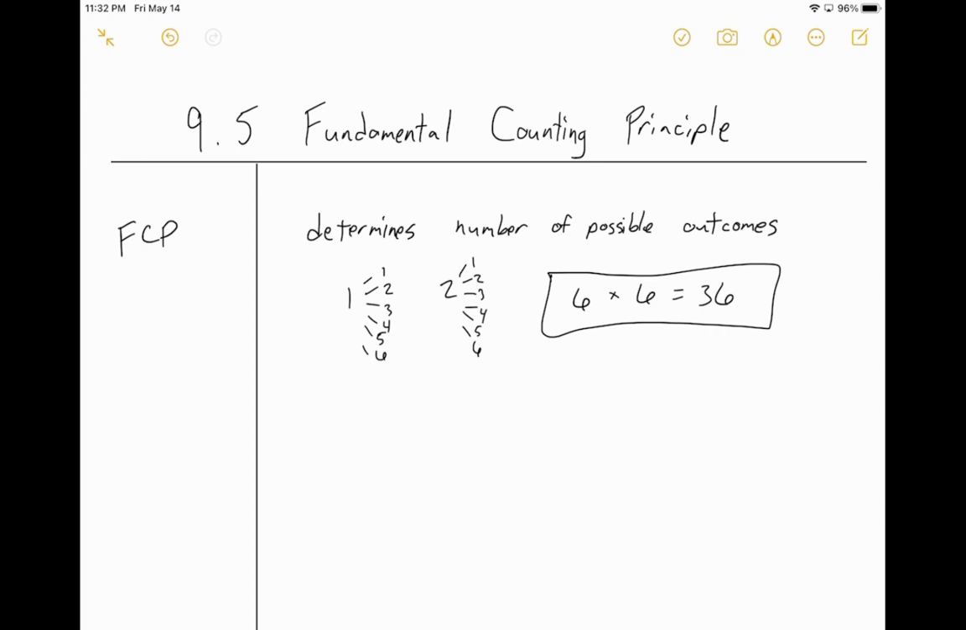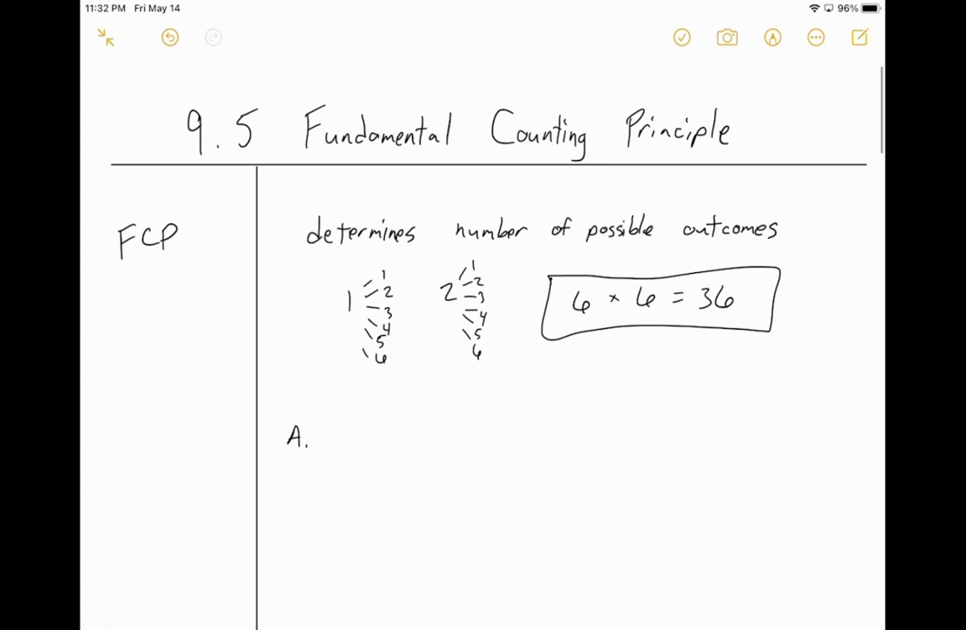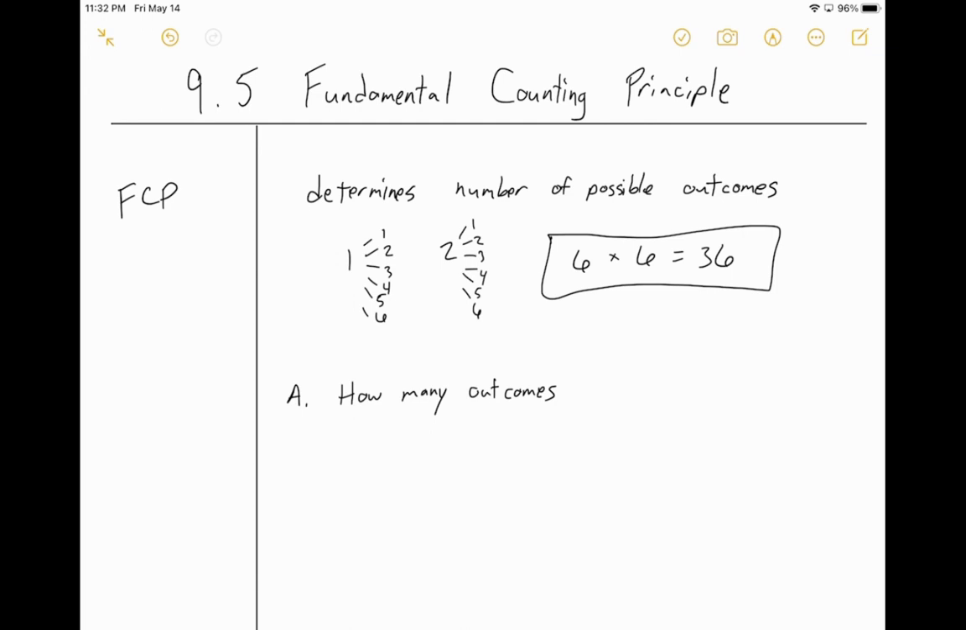So let's do an example here. I want you to write this one down. How many outcomes could happen? How many different outcomes are there if you toss a coin and roll a number cube? So, how many different things could happen?